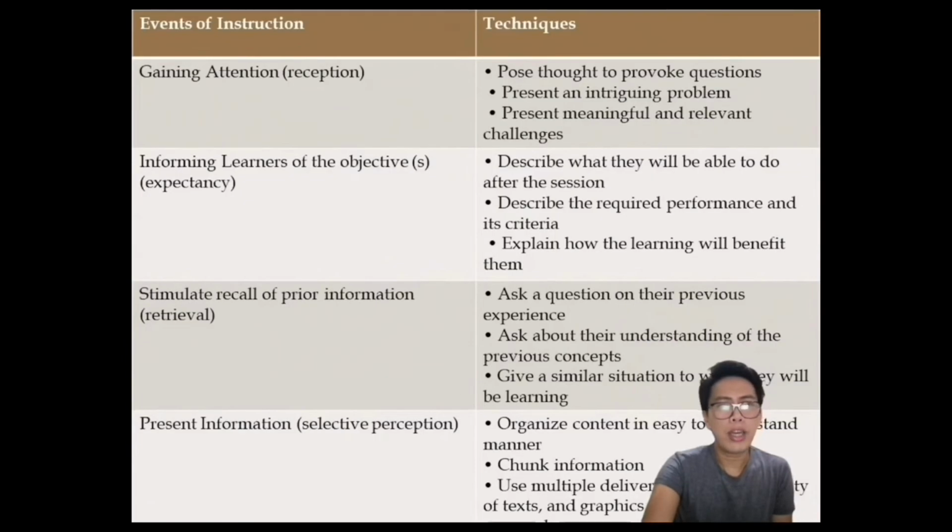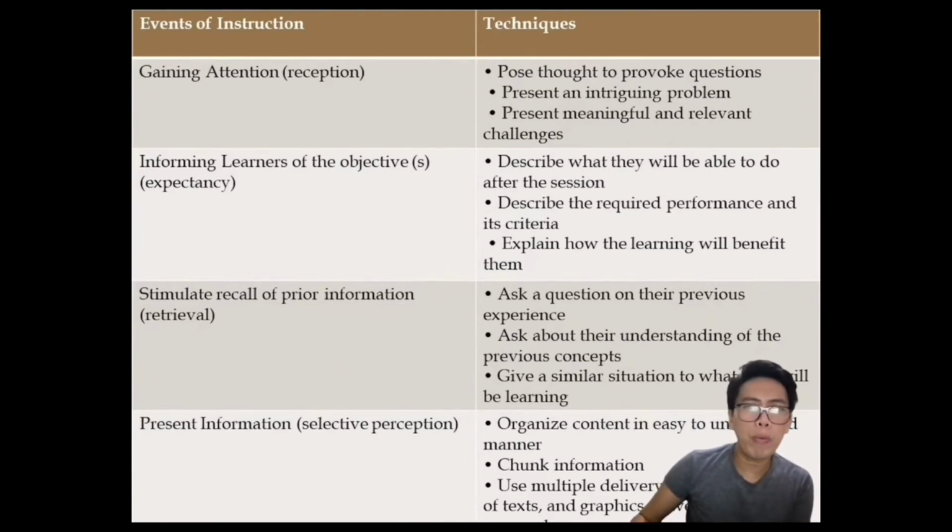Okay, so I have here the 9 events of instruction according to Robert Gagne and the techniques. For gaining attention, pose thought-provoking questions, present an intriguing problem, and present meaningful and relevant challenges. Number 2, informing learners of the objective: describe what they will be able to do after the session, describe the required performance and its criteria, and explain how the learning will benefit them. Next, stimulate recall of prior information.